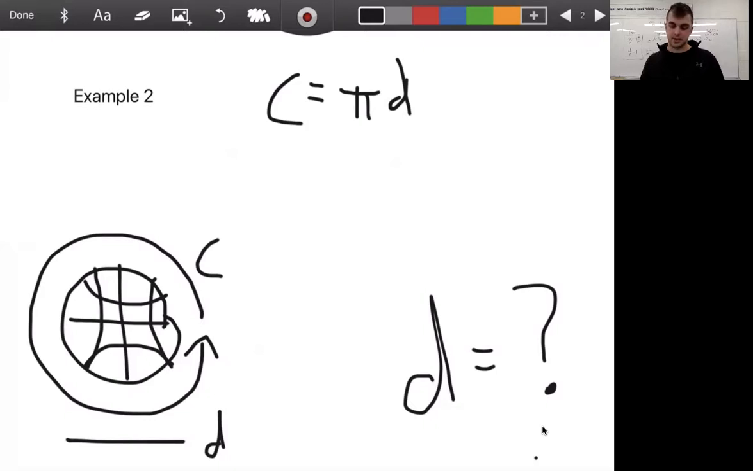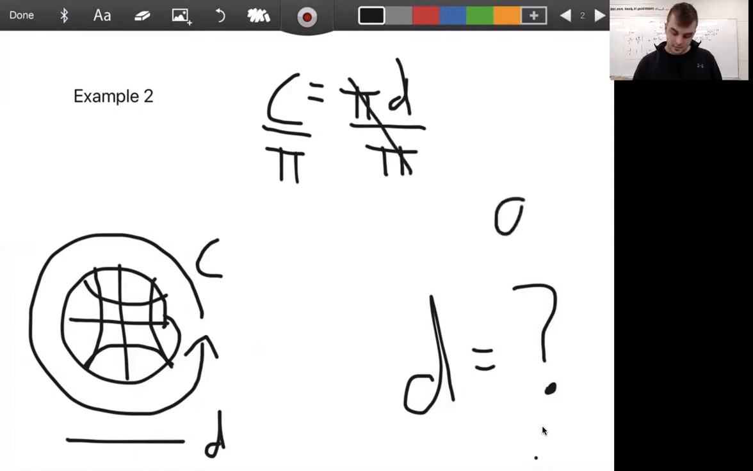So how do you get d by itself? How do you isolate it? Currently, it's attached to pi with a multiplying sign. So what's the opposite of multiplying? Dividing. So if you divide both sides by pi, always have to do to both sides. So what happens to the two pi's? Pi divided by pi is 1, so it cancels out right there. What's left on that side? You have d. That's all that's left there. And on the other side, you have the circumference divided by pi is equal to the diameter.